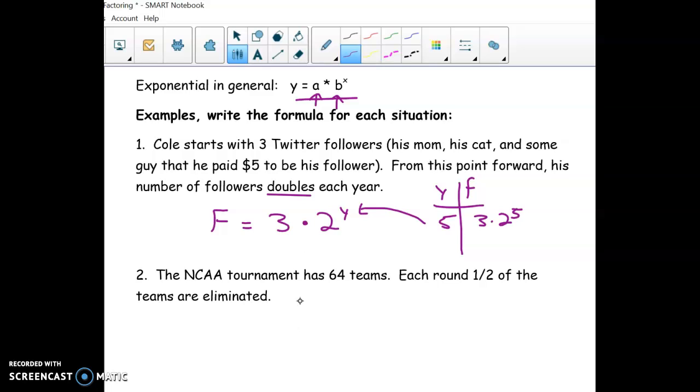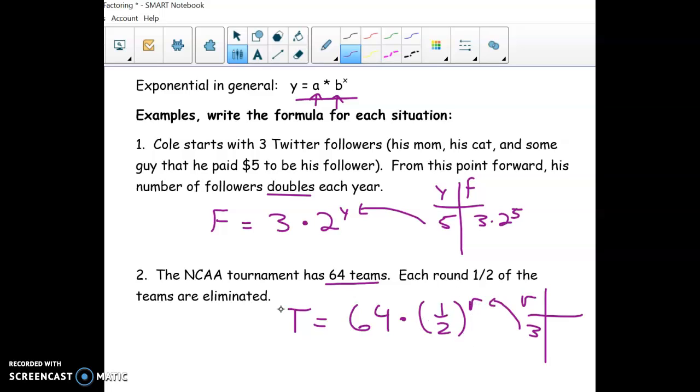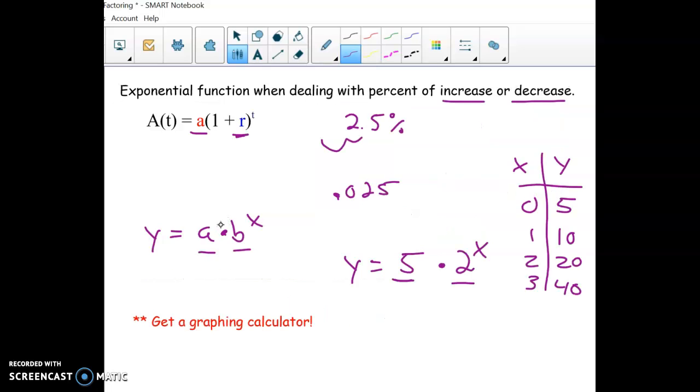Second one, the number of teams, and I know there's technically 68 teams now or something like that in the men's tournament, but we're going to say the number of teams is equal to 64 at the start, and now we're going to multiply by 1/2 each round. Okay, so then again, if we wanted to know how many teams are in round 3, we could just plug in round 3 and figure it out from there. So that's just a more general form, and you'll see both, like the rate formula. You might use that on the test, and you might just use this general one.